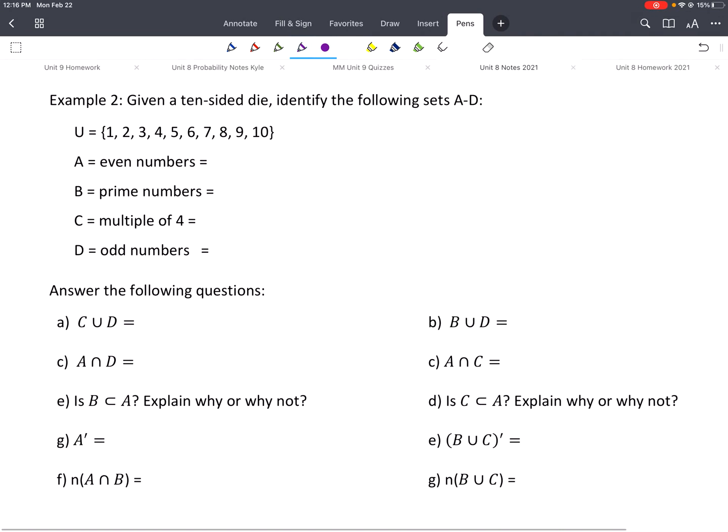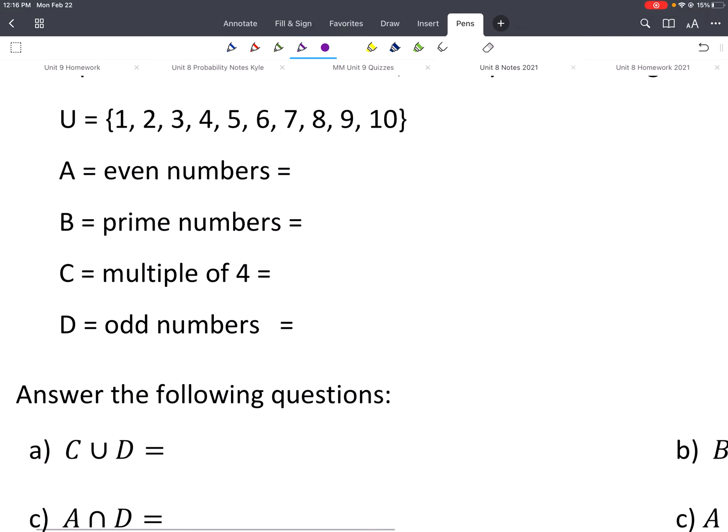So given a 10-sided die, which means we have 10 numbers, 1 through 10, identify the following sets. Our first set is even numbers. So we want to write down what the even numbers are from the universal set. That would be 2, 4, 6, 8, and 10. Prime numbers. Again, prime numbers only have 2 factors, and they have to be distinct.